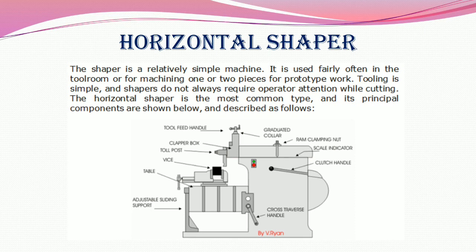So this is the shaper machine. See here: tool feed handle, clapper box, tool post, vise, table, adjustable sliding support, cross traverse handle, clutch handle, scale indicator, ram clamping nut, and graduated collar. So there are some indicators.